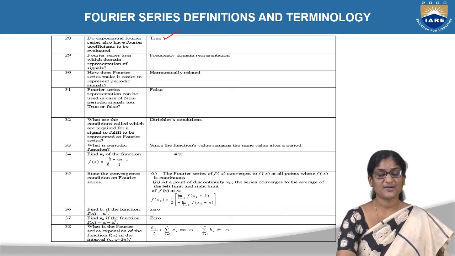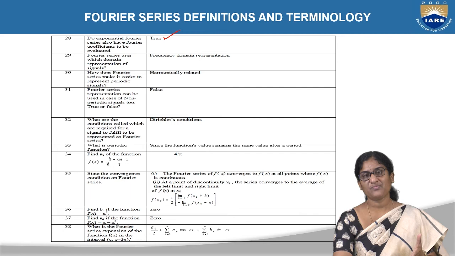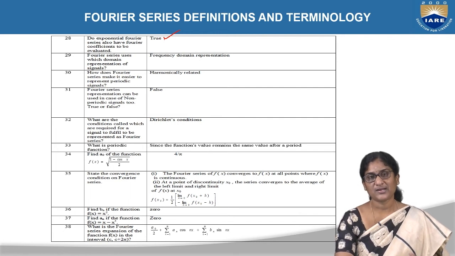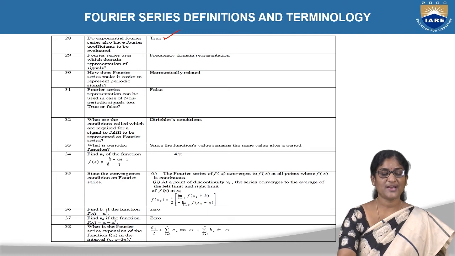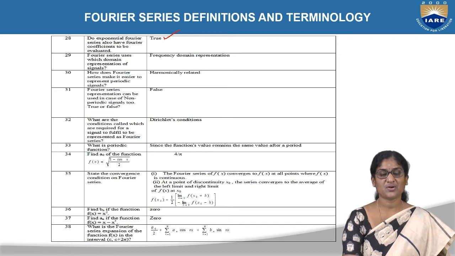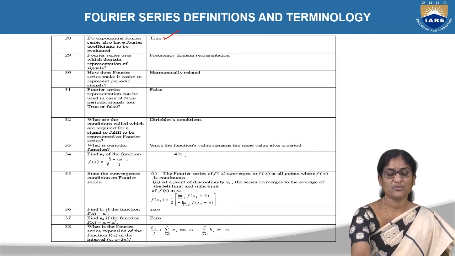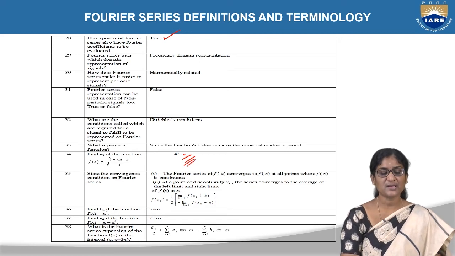What is a periodic function? The function's value remains the same after the period, that is, the function gives the same value again and again after regular intervals of time, and is called a periodic function. Find a naught of the function f of x is equal to under root of (1 minus cos x) by 2, that is nothing but 4 by pi. Okay, 4 by pi. State the convergence condition for Fourier series.